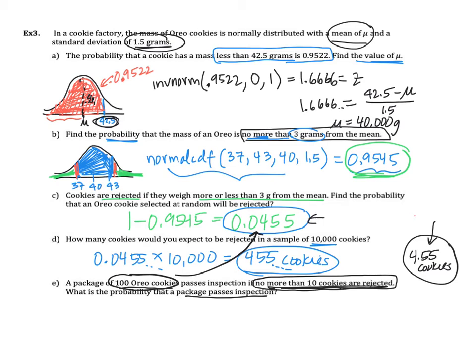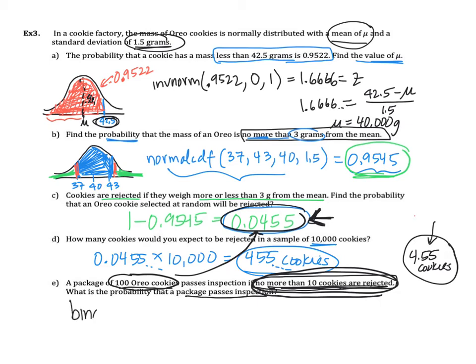So I have the probability that it's going to be rejected. So I'm either going to have success, it's going to pass, or failure, it's not going to pass. So my probability of it failing is 0.0455, and this says, or my probability of it rejecting is 0.0455, and this is saying no more than 10 cookies are rejected.